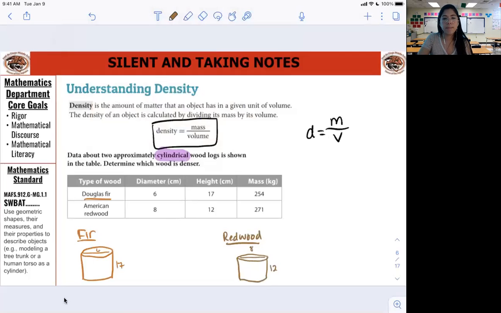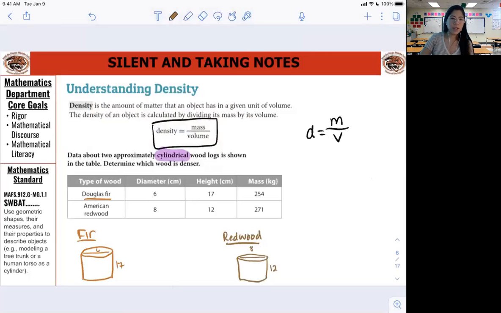Okay, let's place some bets. Who thinks that the fir tree is going to be more dense? Me. All right, Jalen. Anyone else? Tyrone. Perla. Perla's on team fir. Who's on team redwood? Tyrone, what team are you on? Pick a team, fir or redwood. Fir. Okay, we got most people on fir. I don't know, we'll see.